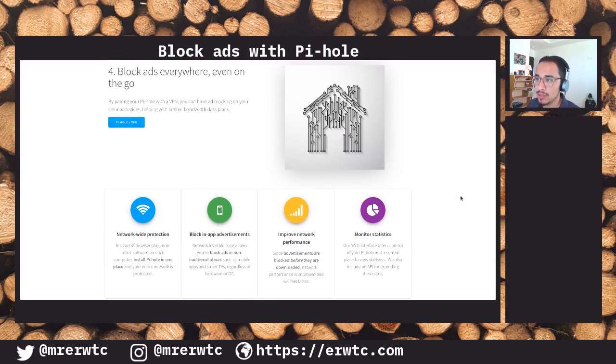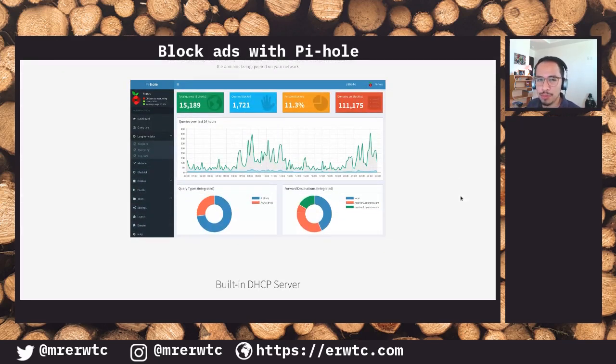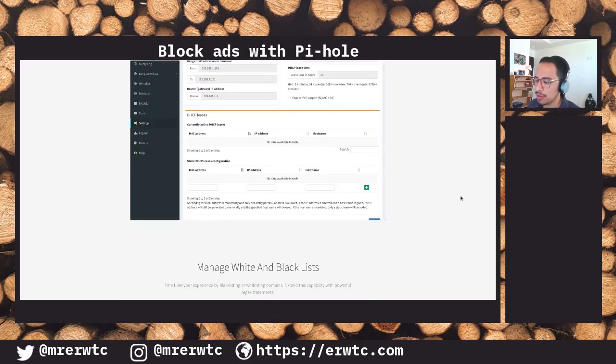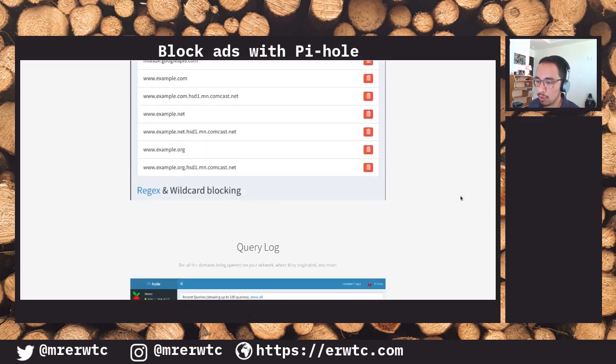You can block ads even on the go. You can VPN into your Pi-hole and then start blocking ads in that fashion as well. But the idea is that you help improve your network performance, the speed at which web pages load, because a lot of times web pages slow down because they're just loading up these ads in the background. It has a very simple interface, very neat. It's actually a pretty well thought out project.